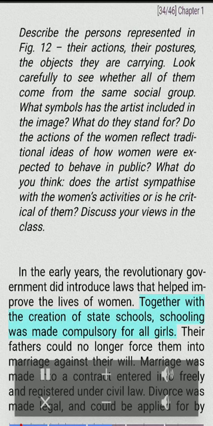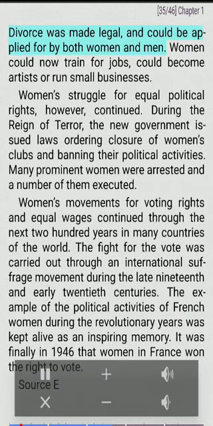In the early years, the revolutionary government did introduce laws that helped improve the lives of women. Together with the creation of state schools, schooling was made compulsory for all girls. Their fathers could no longer force them into marriage against their will. Marriage was made into a contract entered into freely and registered under civil law. Divorce was made legal, and could be applied for by both women and men. Women could now train for jobs, could become artists or run small businesses.